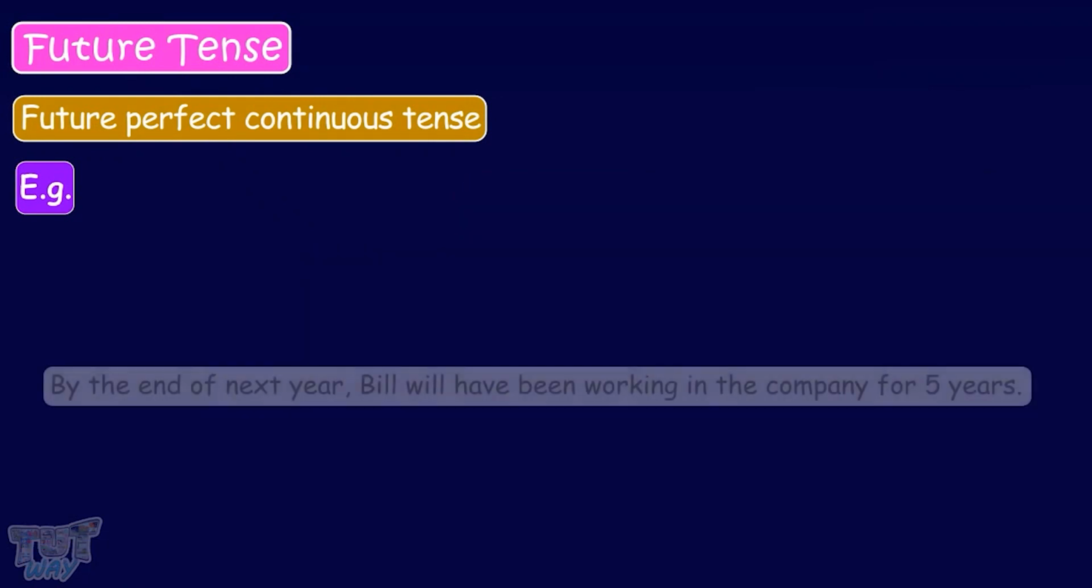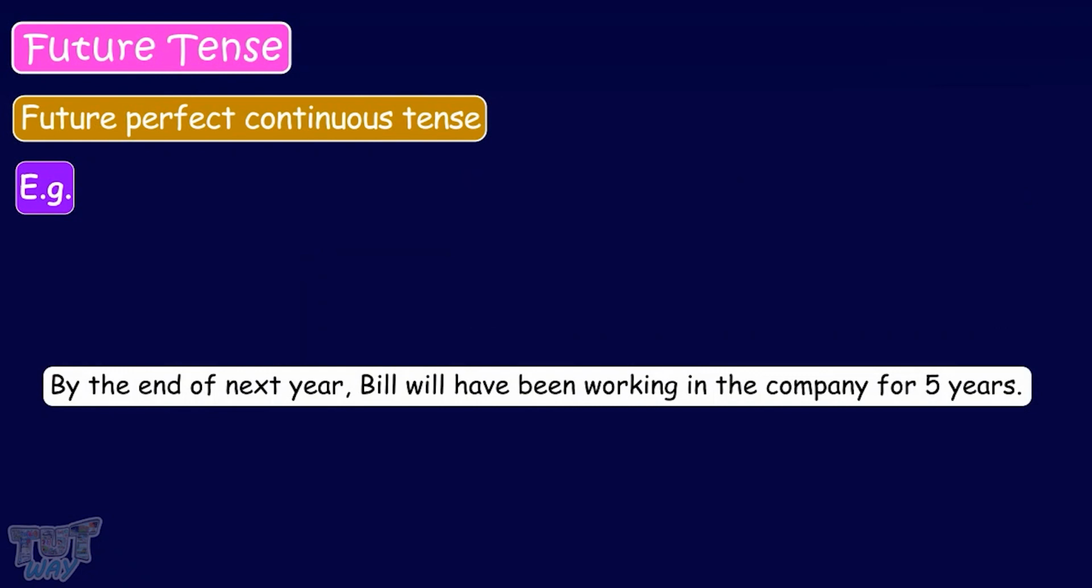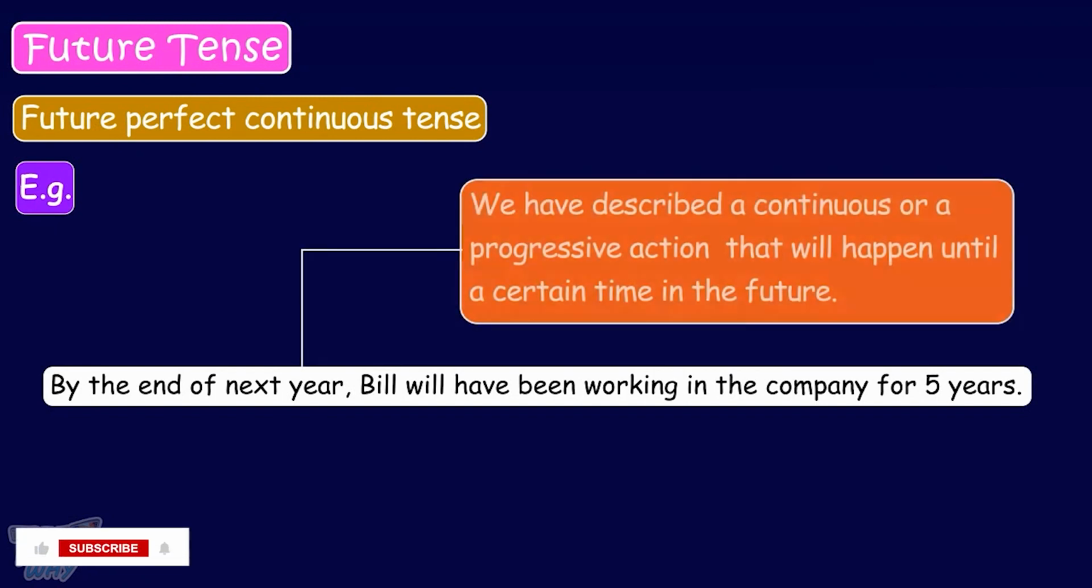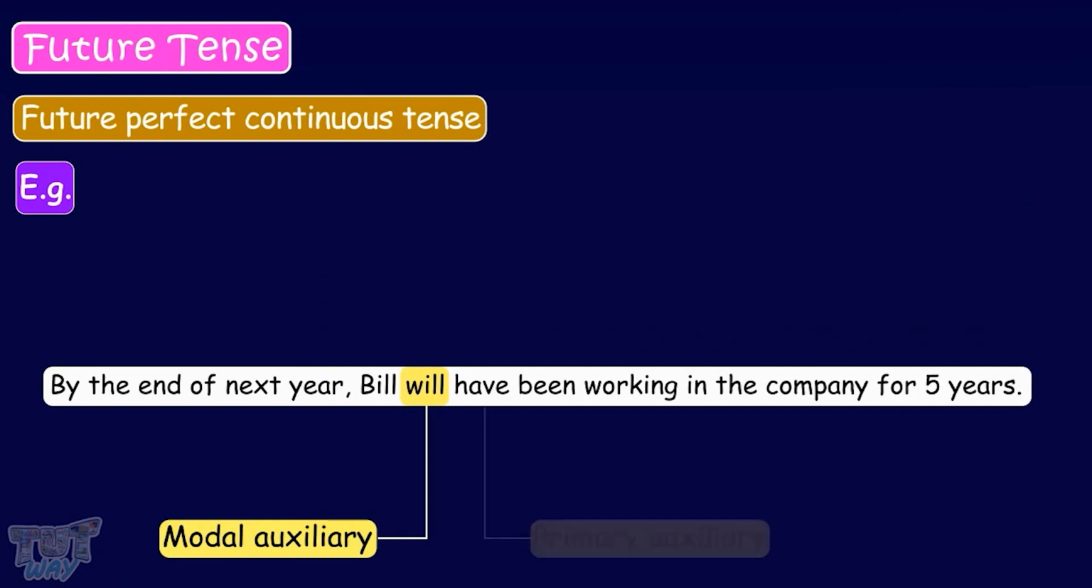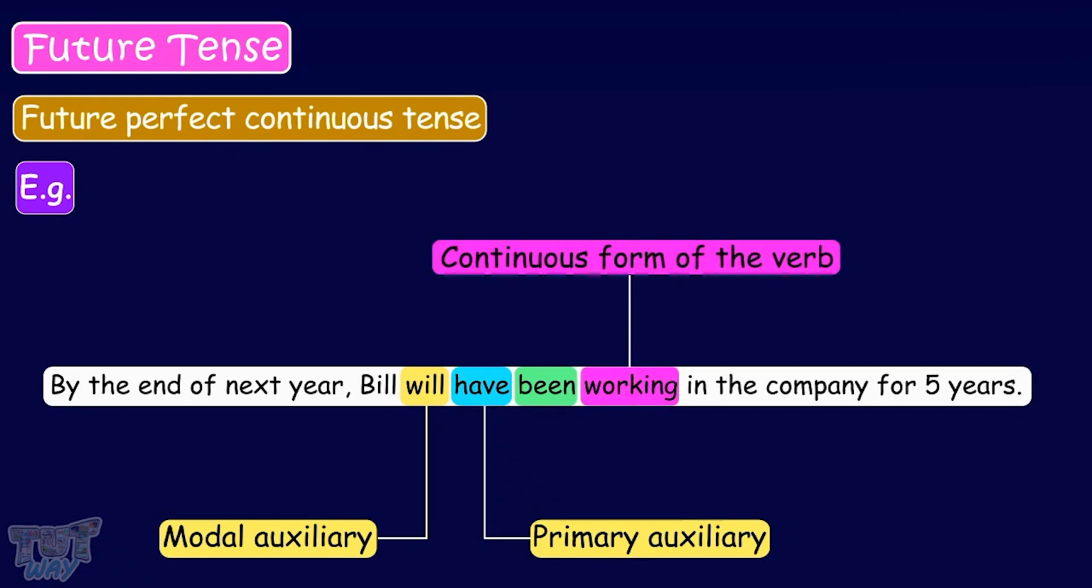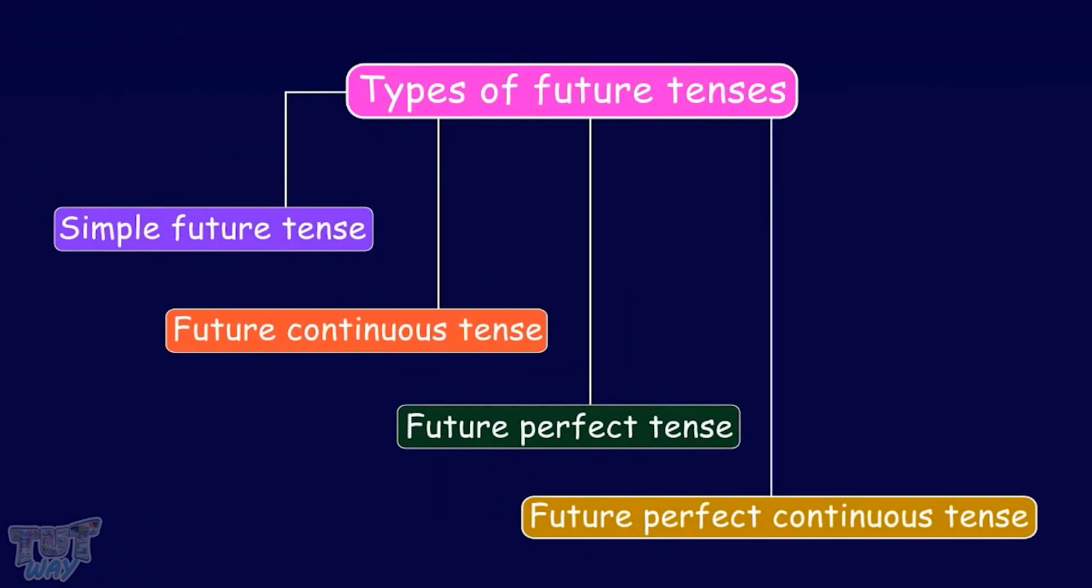Here we have another example. By the end of next year, Bill will have been working in the company for 5 years. Again, you can notice that we have described a continuous or a progressive action that will happen until a certain time in the future. And we have used modal auxiliary will, primary auxiliary have, been, and the continuous form of the verb work, working. So friends, we have learned about all types of future tense.